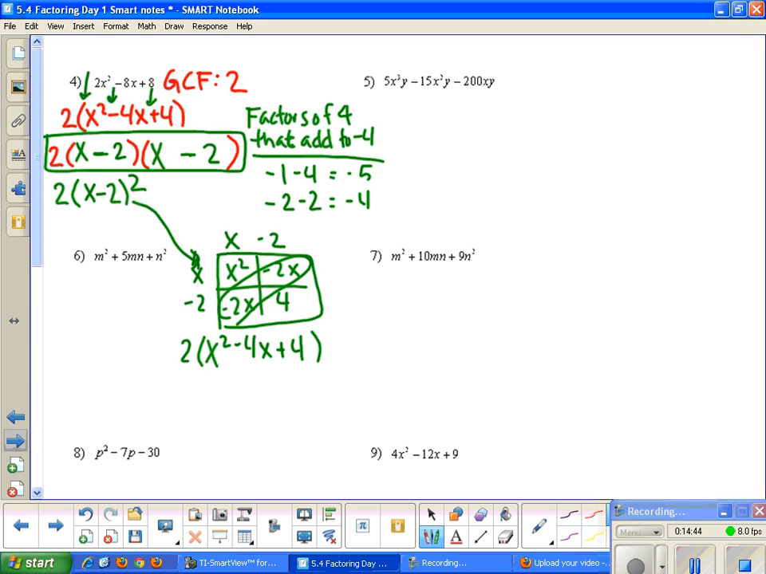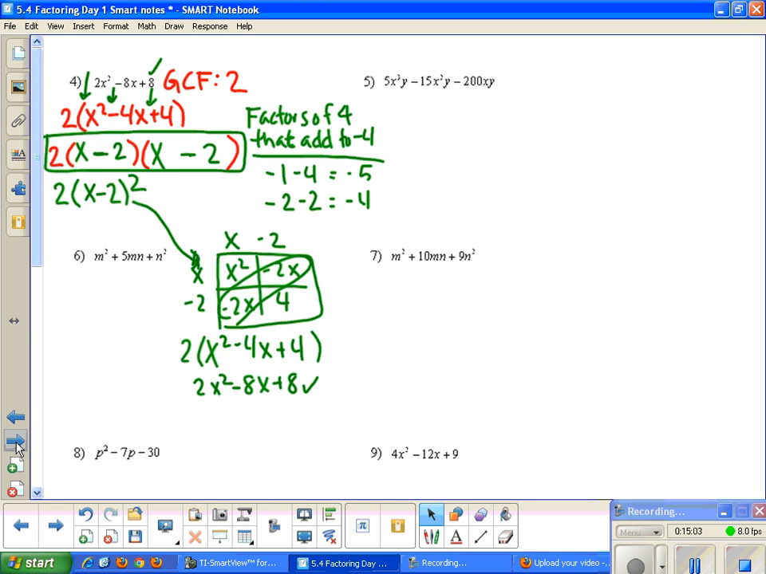So 2 times x squared gives me 2x squared. 2 times negative 4x gives me negative 8x. 2 times 4 gives me plus 8. Notice this is the same as what I have up here, so that means that it checks out and that we factored correctly. So that's how you factor a trinomial.